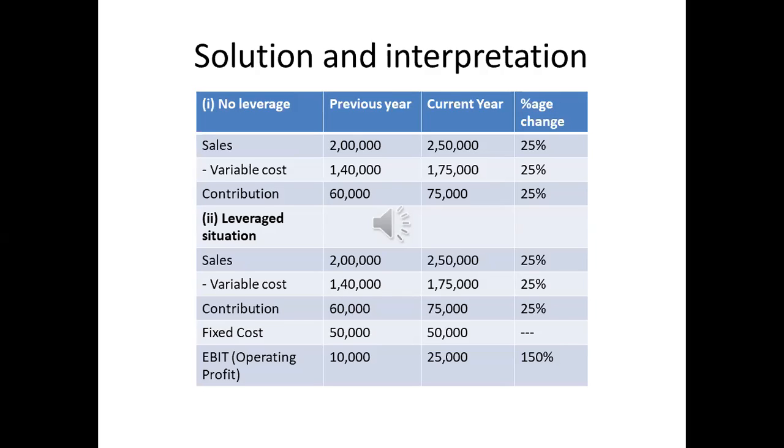Now come to the leveraged situation. Sales of 2 lakh rupees, variable cost of 1,40,000, so contribution we have 60,000. Now the fixed cost is rupees 50,000, so it means your operating profit is 10,000. In the current year, operating profit comes to be rupees 25,000, which means that the increase in sales has resulted in an increase in the operating profit of 150%. So it means that because there was fixed cost, operating profit tends to rise by 150% on a mere increase of 25% in sales.